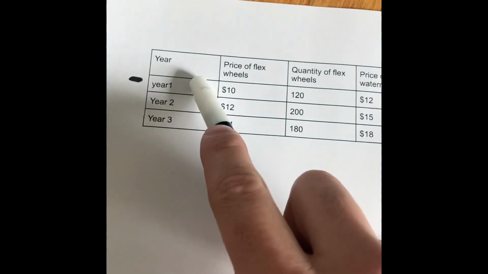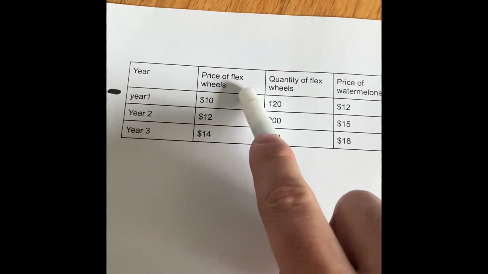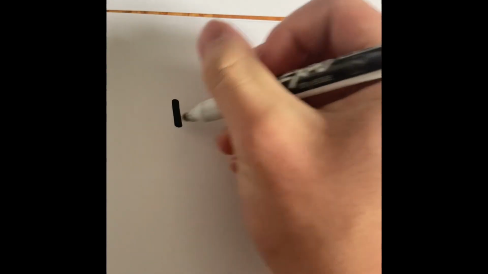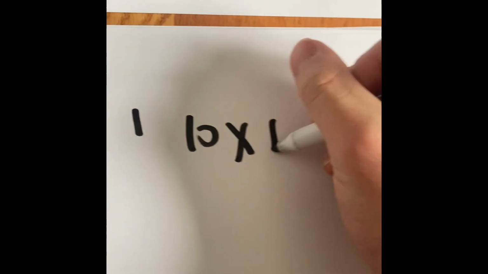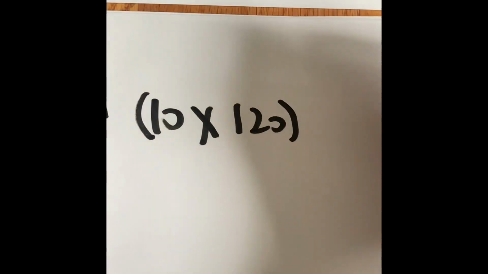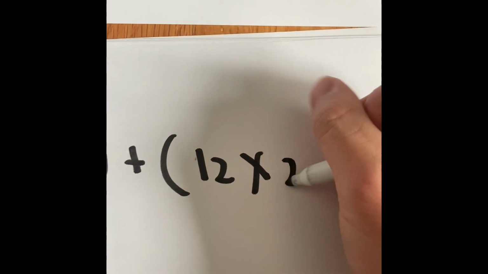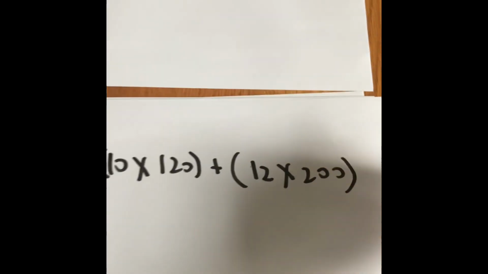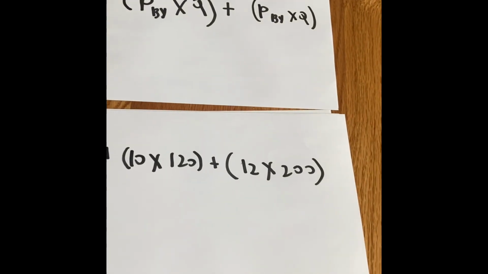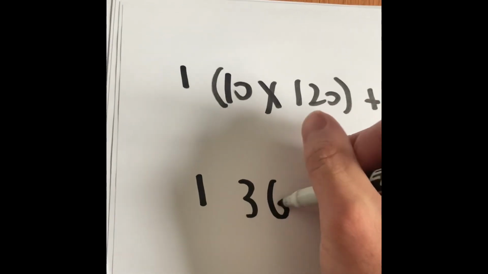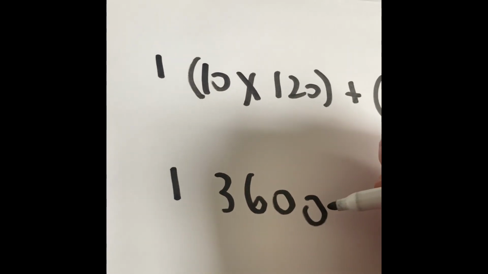So here's an example. We're going to do year 1. What we're going to do is 10 times 120, so we're going to write that right here. So year 1 is 10 times 120 in parentheses, and we have to add to that, in parentheses, 12 times 200. When we do the order of operations and the calculations, we are going to get, for year number 1, 3,600.